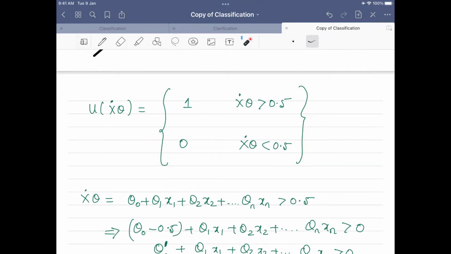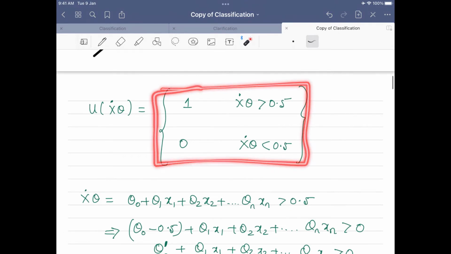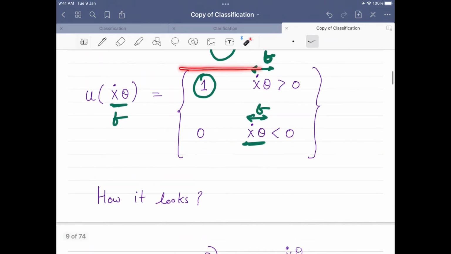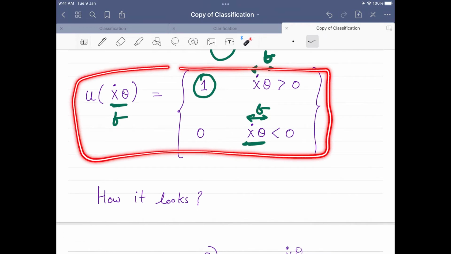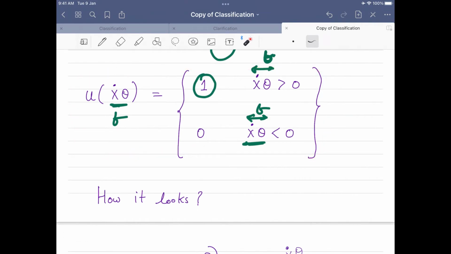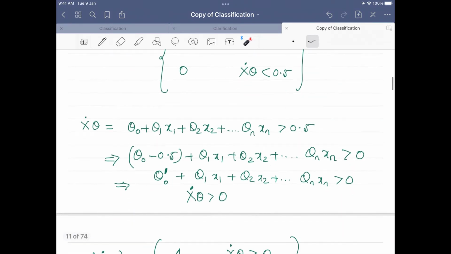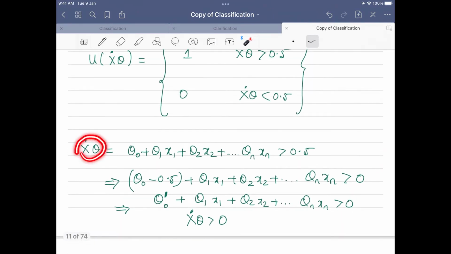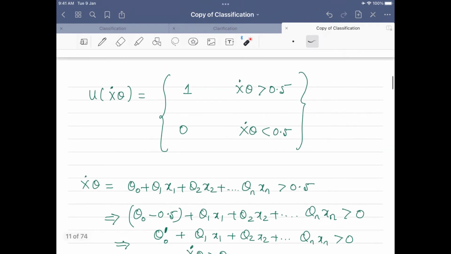So what I am trying to show you now is that this equation and this equation, which is given on the top, are actually equivalent. The only difference is with the value of 0.5, and let me show you that. So what happens is, what is x dot theta actually? X dot theta is nothing but theta 0 plus theta 1 x1 plus theta 2 x2 plus theta n xn. This we already know, and we know that it is greater than 0.5. So I am just writing this equation here.